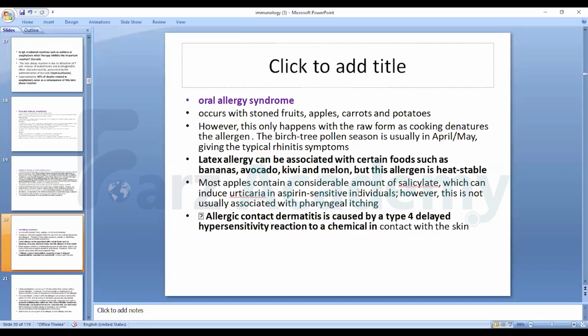Allergic contact dermatitis is caused by a type 4 delayed hypersensitivity reaction to a chemical in contact with the skin. For oral allergy syndrome, you have to remember the cause: foods such as banana, avocado, kiwi, melon. These can lead to oral allergy.